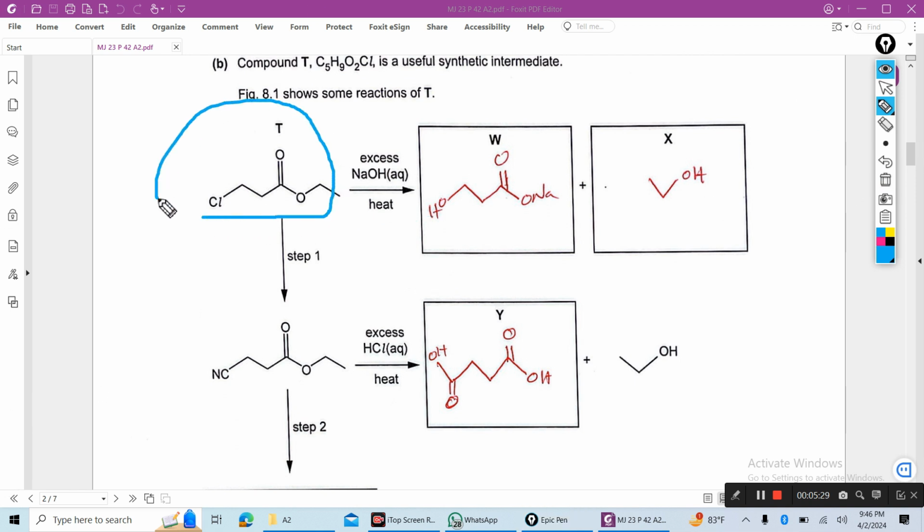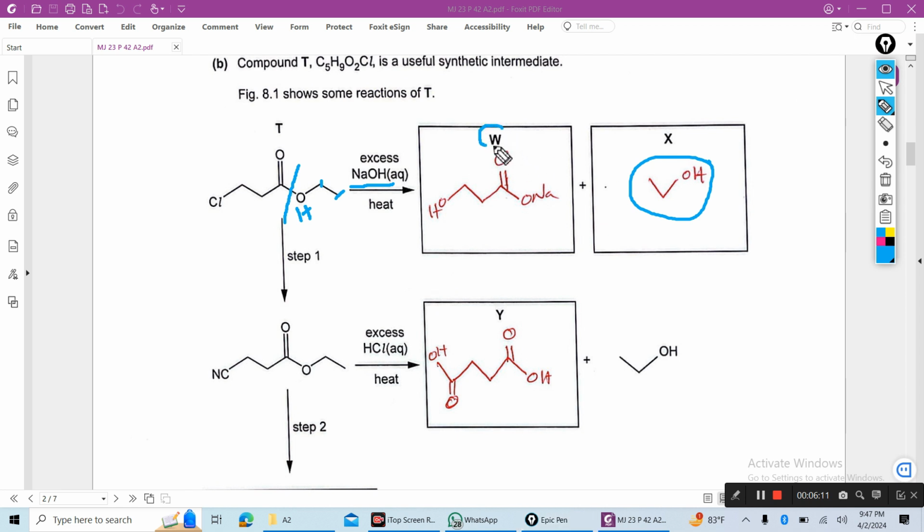When compound T reacts with excess sodium hydroxide, first here it has an ester group and a chlorine group. So this is hydrolysis of the ester by alkali. So alcohol and the sodium salt of a carboxylic acid will form. Here CH3CH2, this oxygen takes hydrogen, so CH3CH2OH, ethanol. X is ethanol.